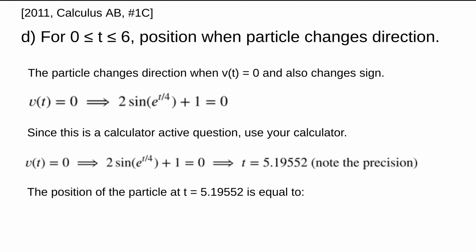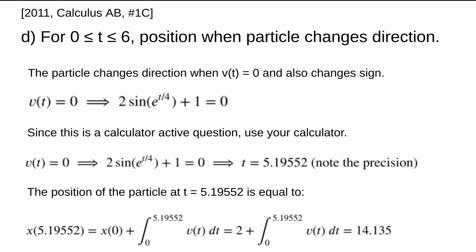So use a little bit of extra precision here on this value of t, but we do need to find the position at that time, t equals 5.19552. This is a fundamental theorem of calculus problem. The position at 5.19552 is going to be the position at t equals 0 plus the integral from 0 to 5.19552 of v of t dt, which is going to be 2 plus that integral. But since it's a calculator active question, we can use a calculator to calculate what that is, and it turns out it's 14.135.